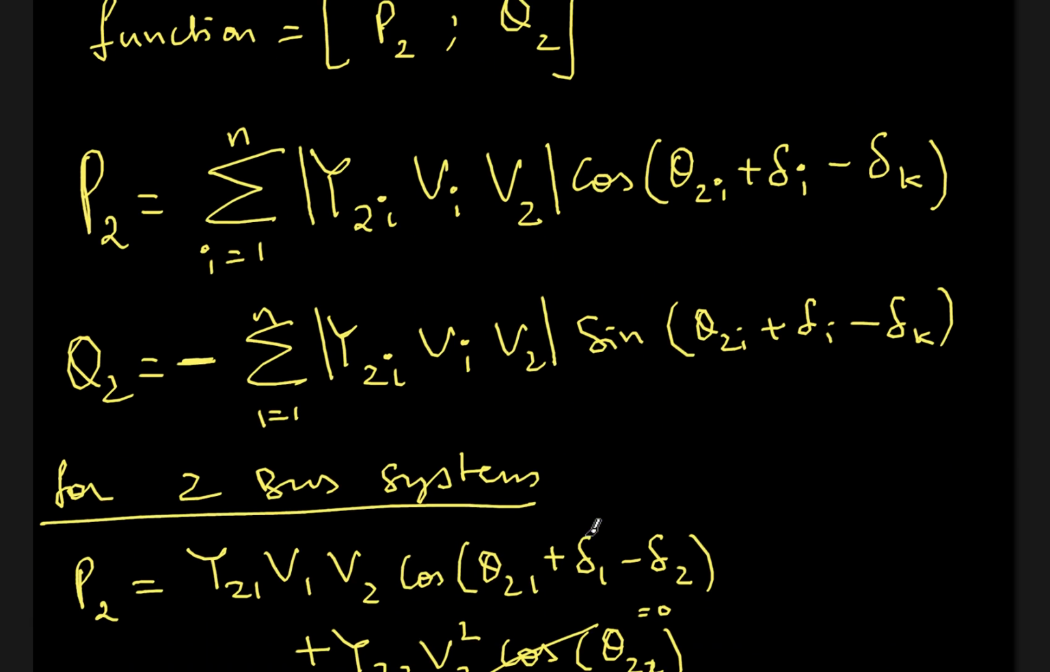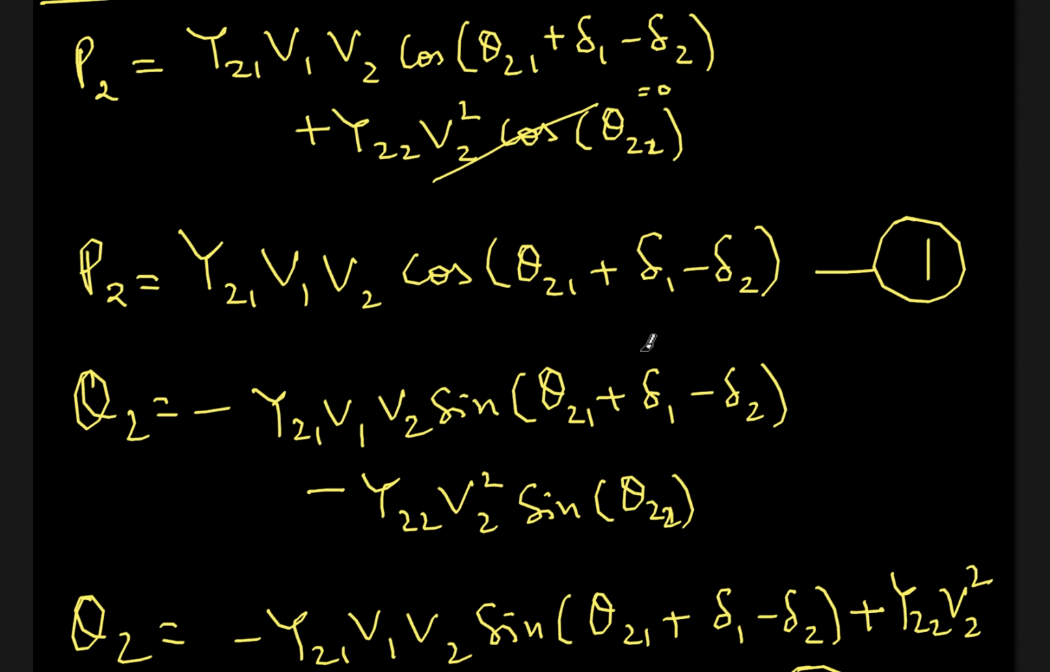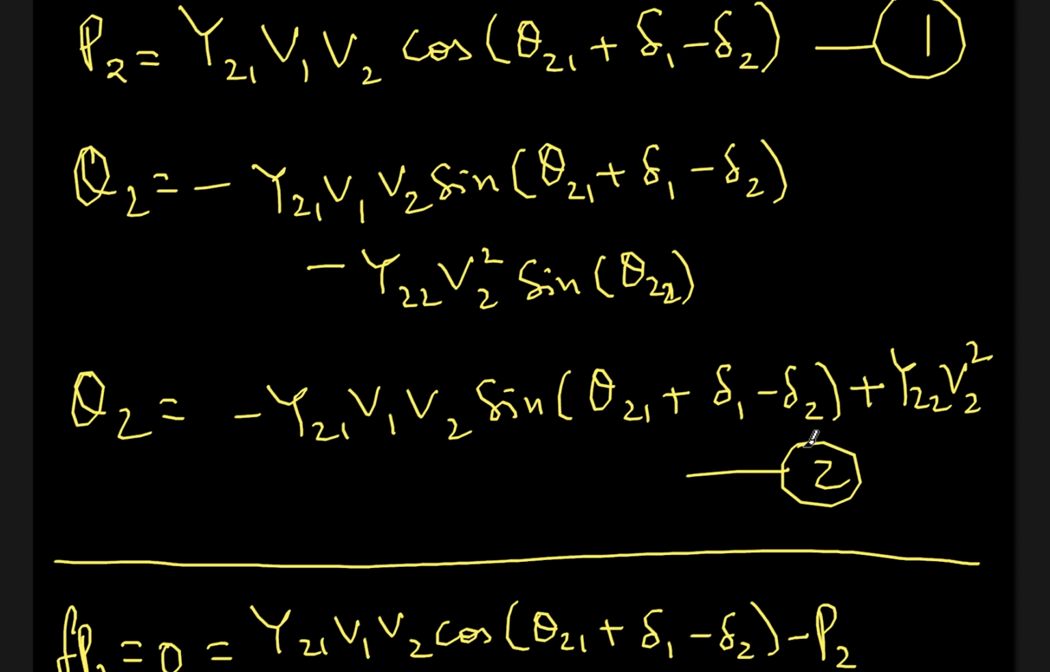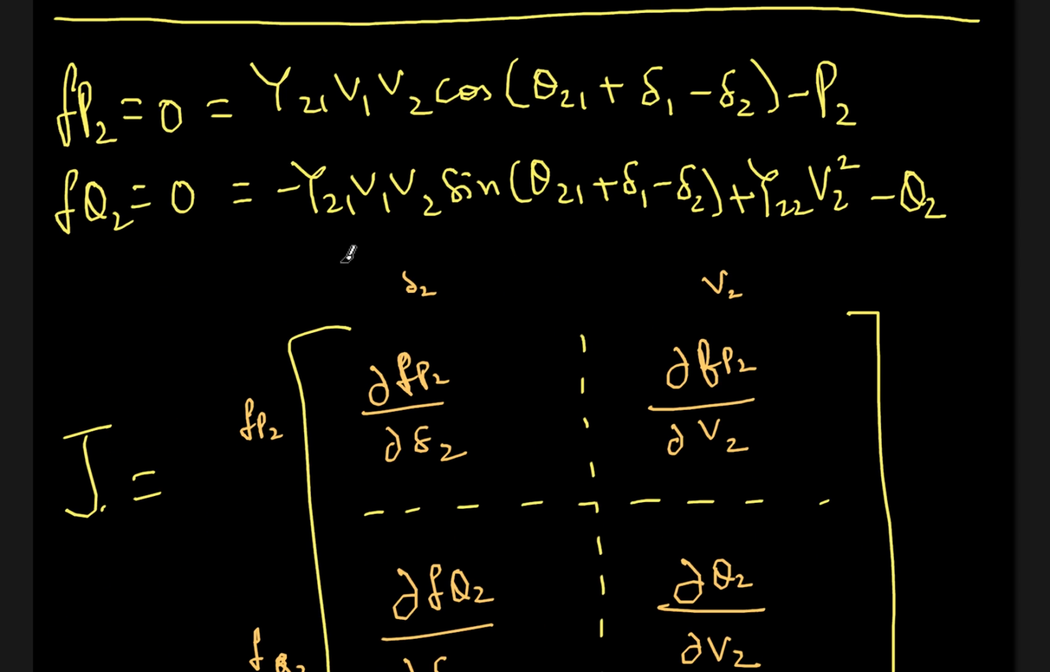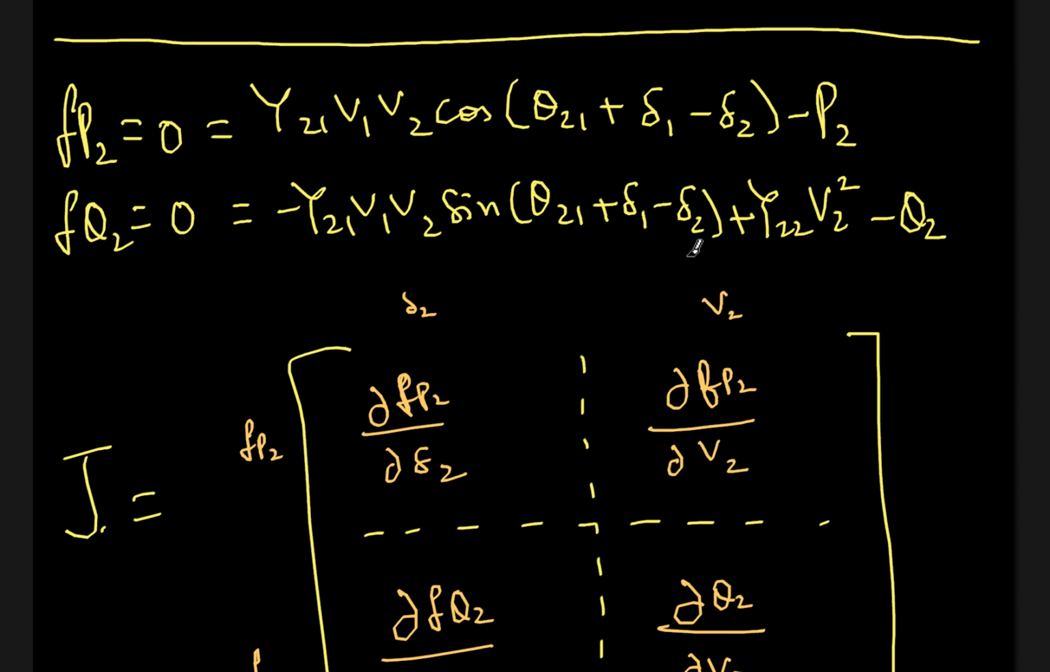So we had written down the power flow equations. Then specifically for a 2 bus system case, I have written down once again the P2 and Q2 equations. Then from that I formed 2 functions, FP2 and FQ2, and these 2 functions are equal to 0, and I have written down these functions here. From that I have formulated the Jacobian matrix where I take the partial derivatives.